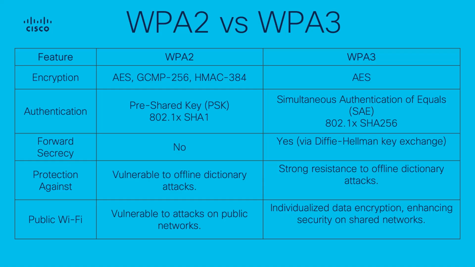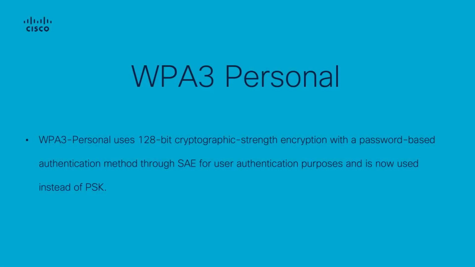WPA3, the successor to WPA2, offers stronger encryption, better authentication mechanisms, forward secrecy, and individualized data encryption for improved security on public Wi-Fi. WPA3 Personal. WPA3 Personal uses 128-bit cryptographic strength encryption with a password-based authentication method through SAE for user authentication purposes and is now used instead of PSK.